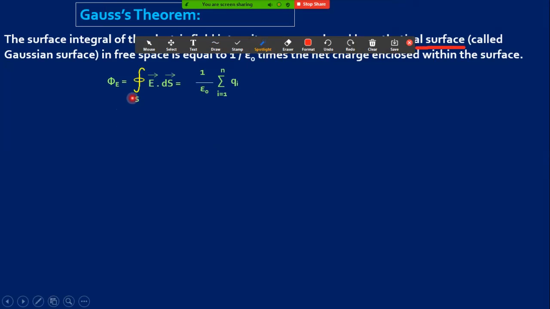So phi is equal to the closed integral of E dot ds, which is equal to 1 divided by epsilon naught times the summation of qi, i from 1 to n, because this enclosed surface has numerous charges. That's why I have written phi is equal to 1 over epsilon naught into the sum of qi. Okay, this is the proof of Gauss theorem.